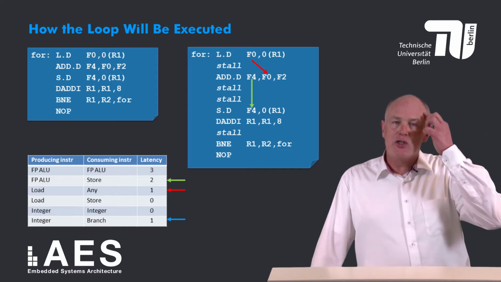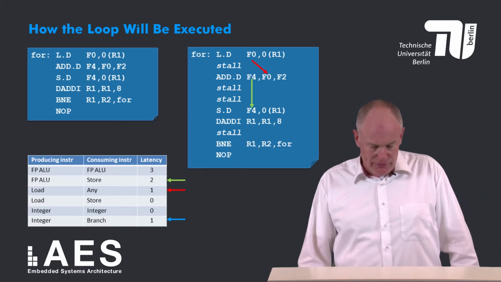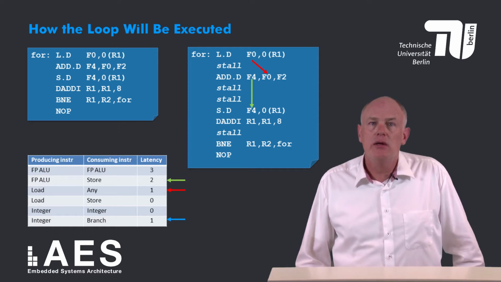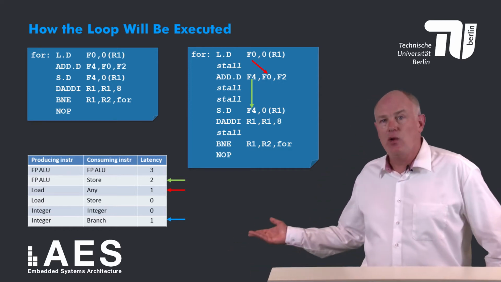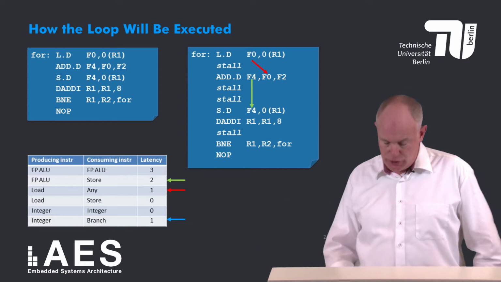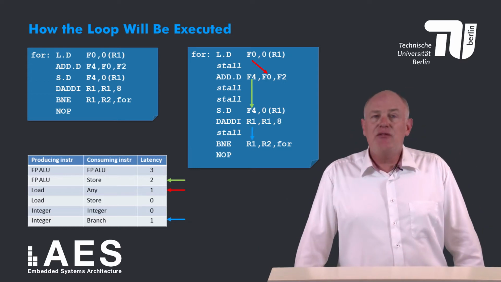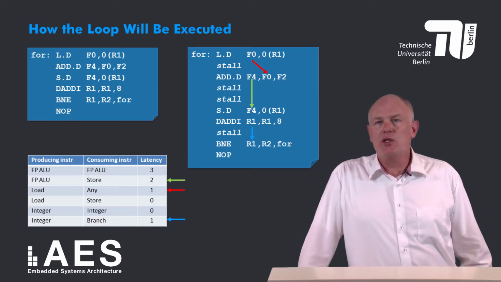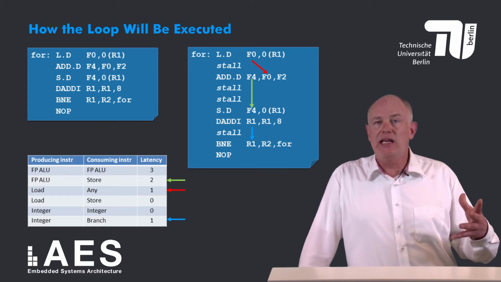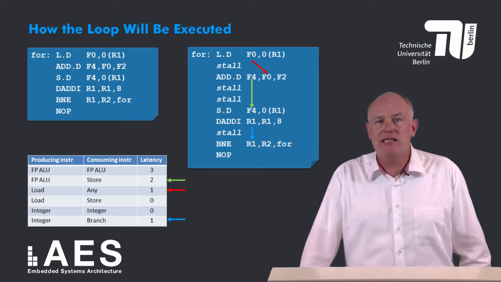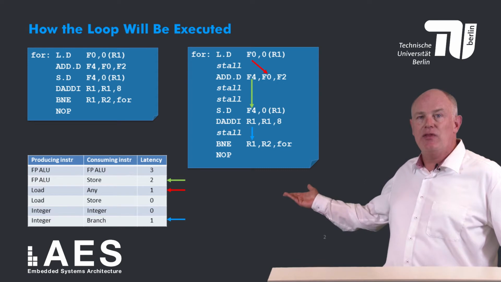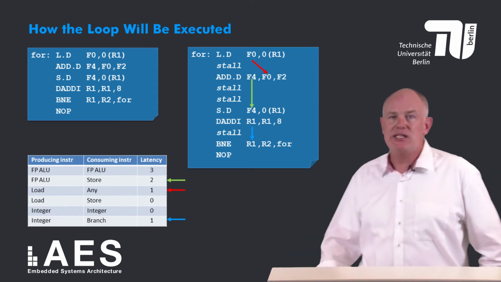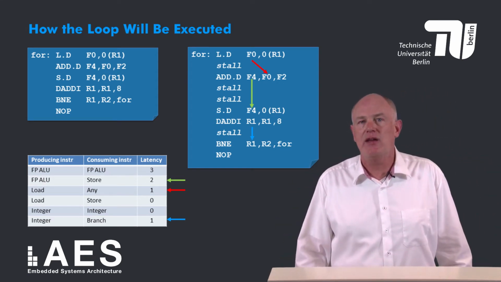Then 2 stall cycles will occur between the add double and the store double, because the store consumes the value of the add double, as the green arrow shows. And finally, another stall cycle occurs between the add immediate and the branch not equal, since, as explained before in the table, we assume that branches take place in the instruction decode stage.